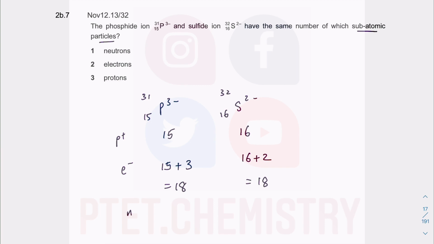The number of neutrons, you get it from the mass number minus the atomic number. This is also called the nucleon number or mass number. This is the proton number or atomic number. So you get the mass number minus the atomic number, you get 16 neutrons there. 32 minus 16, you get 16 neutrons there.